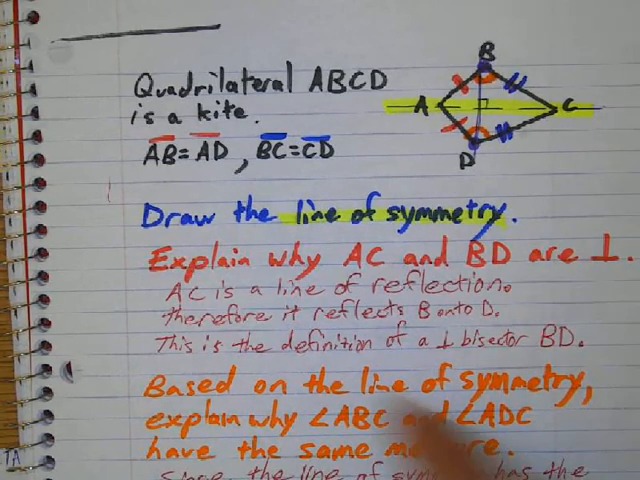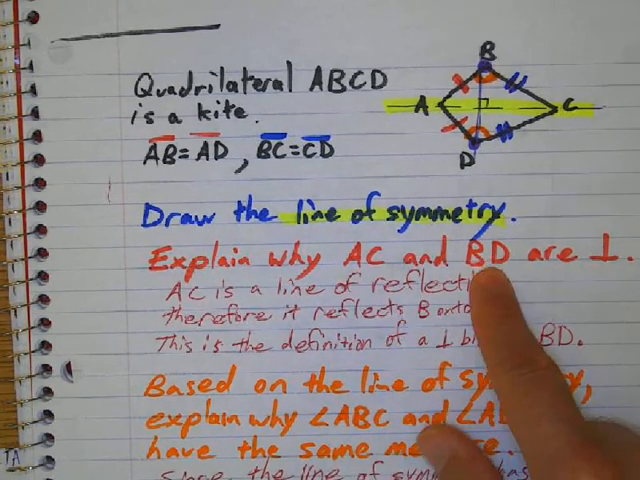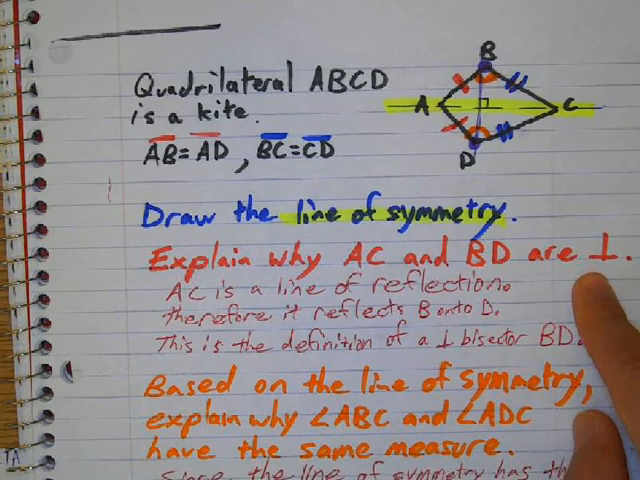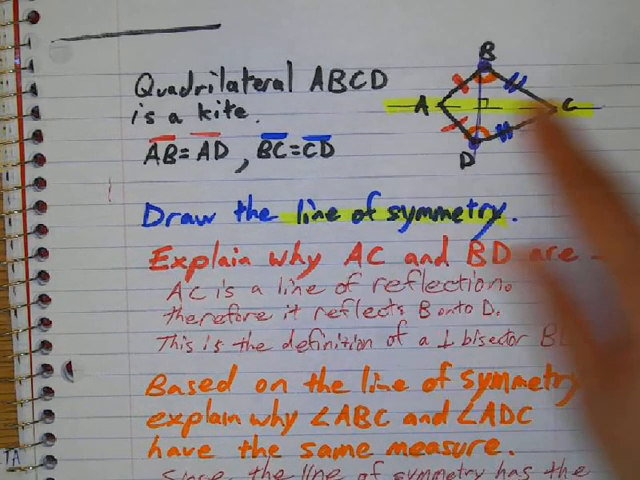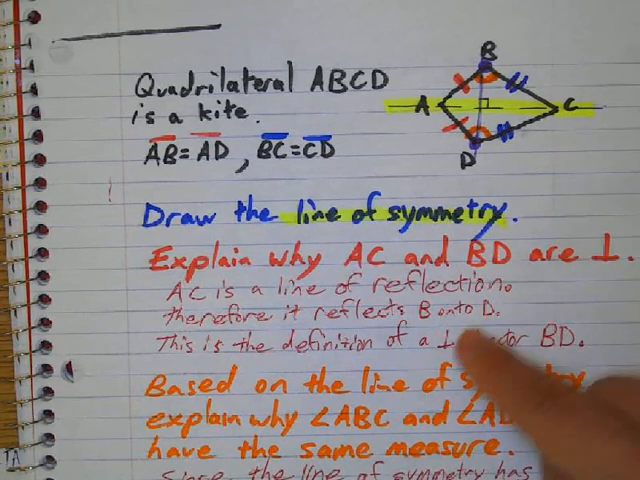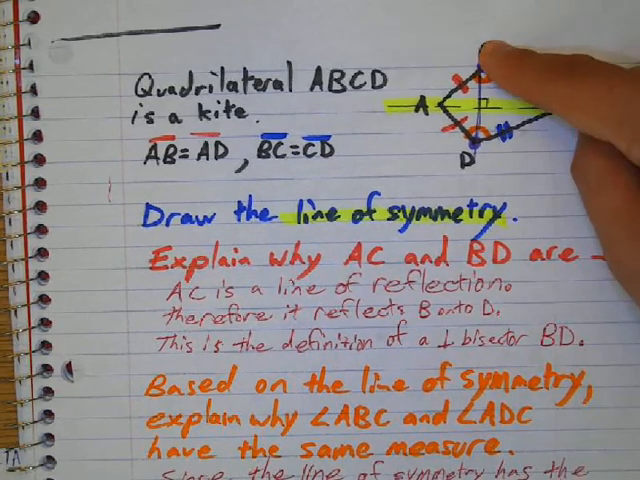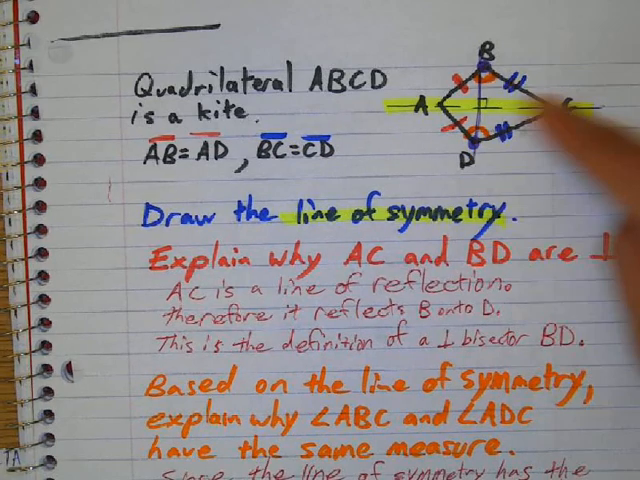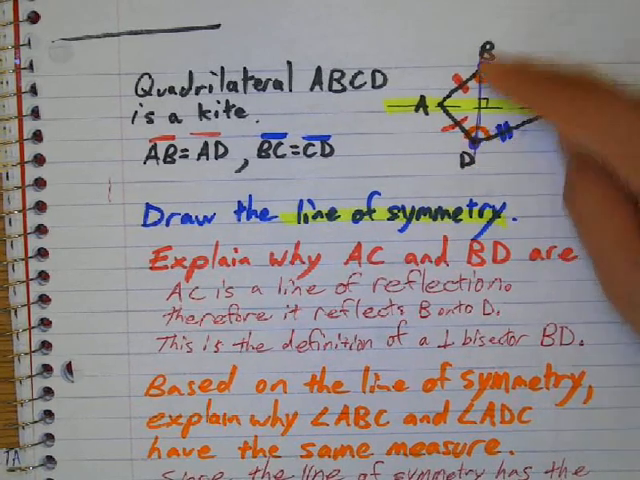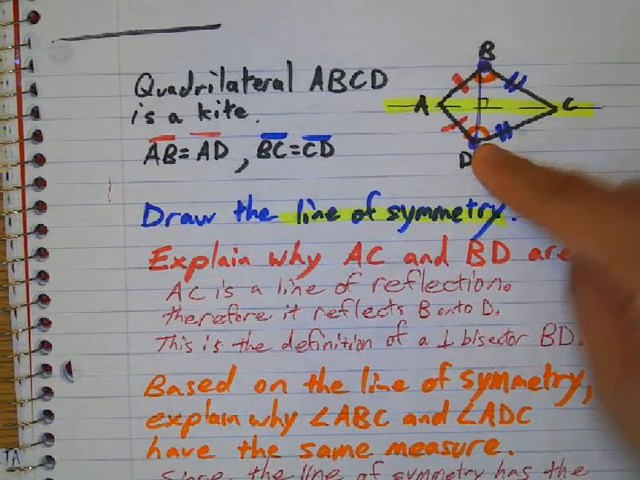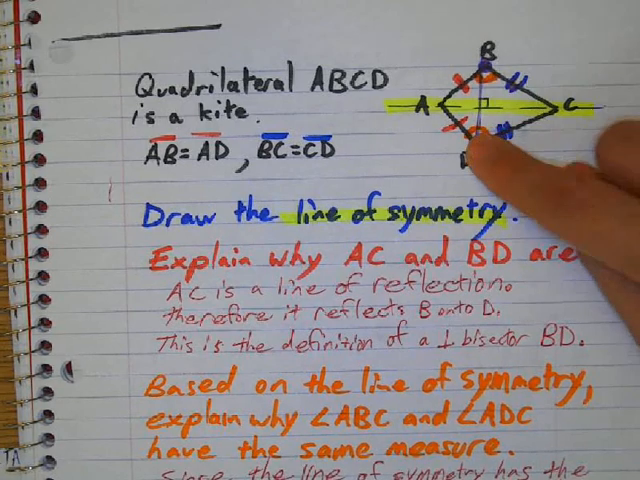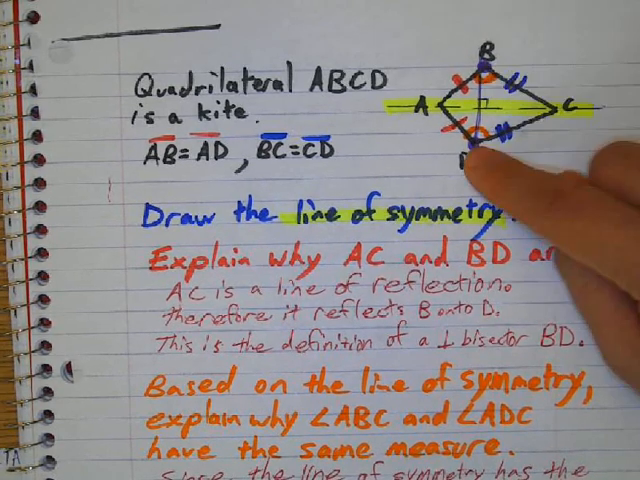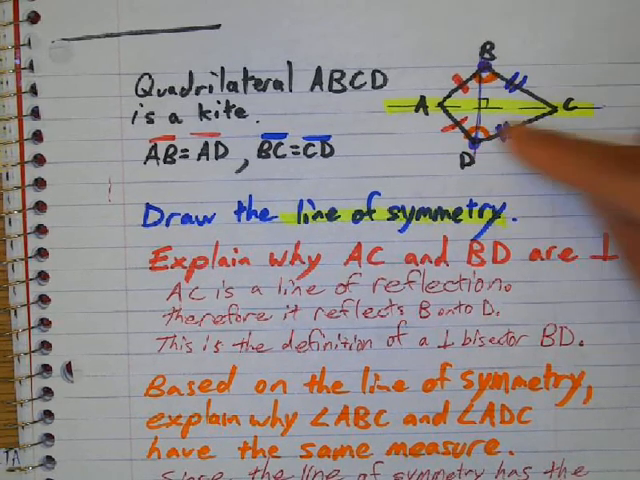Okay, so explain why AC and BD are perpendicular. So we know they're perpendicular because this is your line of reflection, and therefore B is reflected over to D. And if B lands right on D, then that means, by the definition of a perpendicular bisector, if I do a reflection on a line of symmetry and it lands at the same spot as another point, then it's perpendicular.